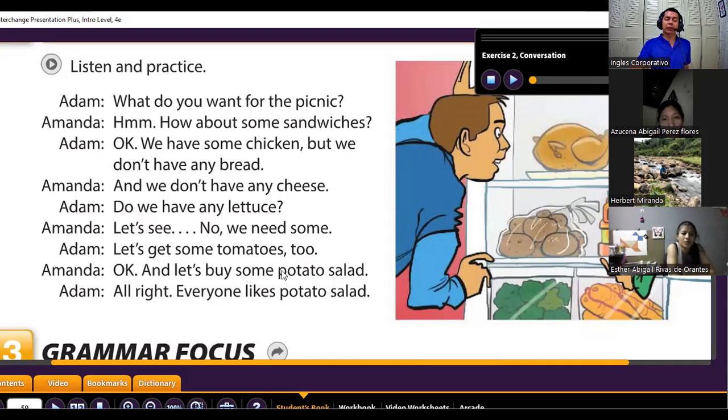Okay. And we checked that in this conversation, they use some and any, right? Let's practice the conversation. I need two students to practice the conversation. I need Carolina and Esther, please. Carolina, you're Adam, and Esther, you're Amanda, right? Ready? Okay. 1, 2, 3, action.